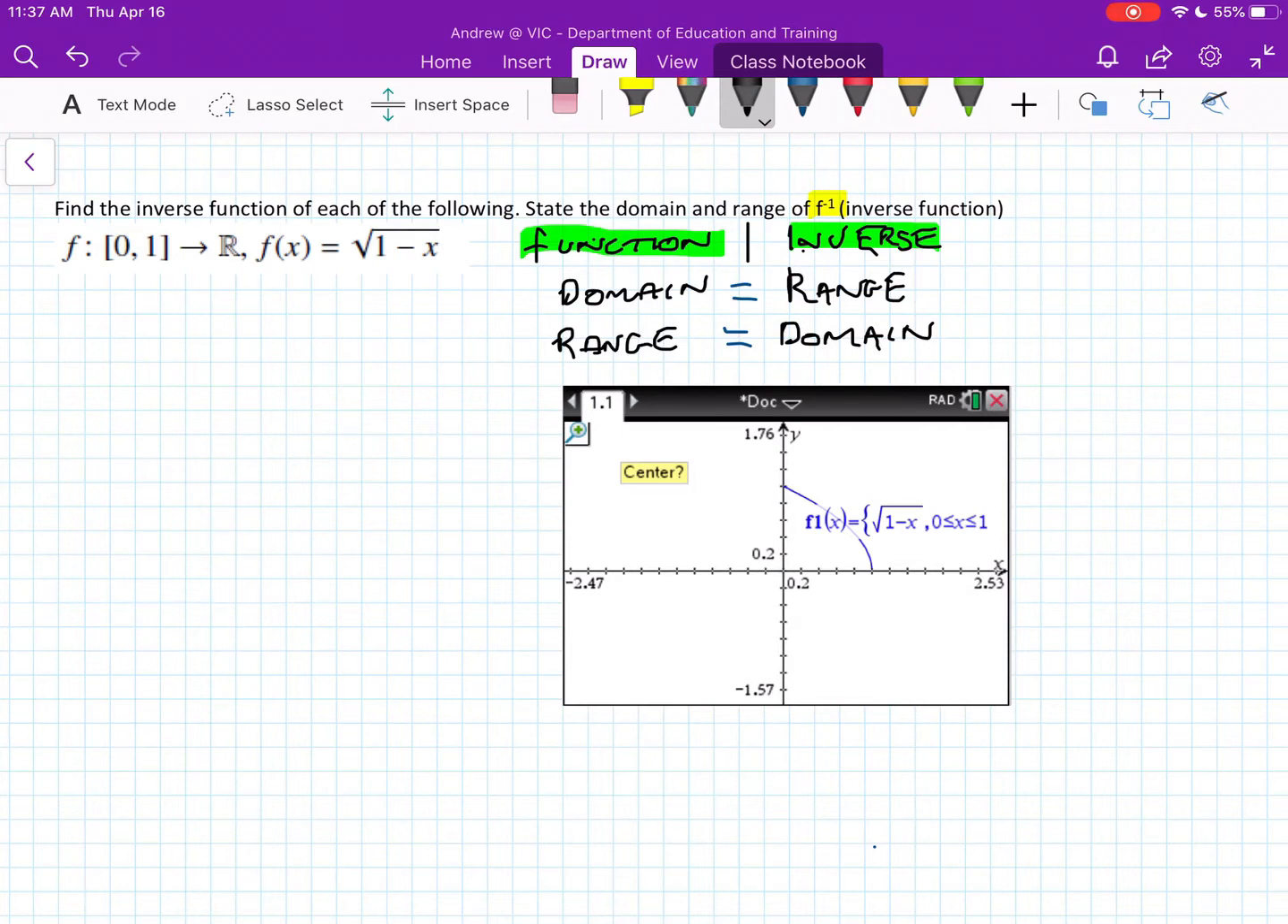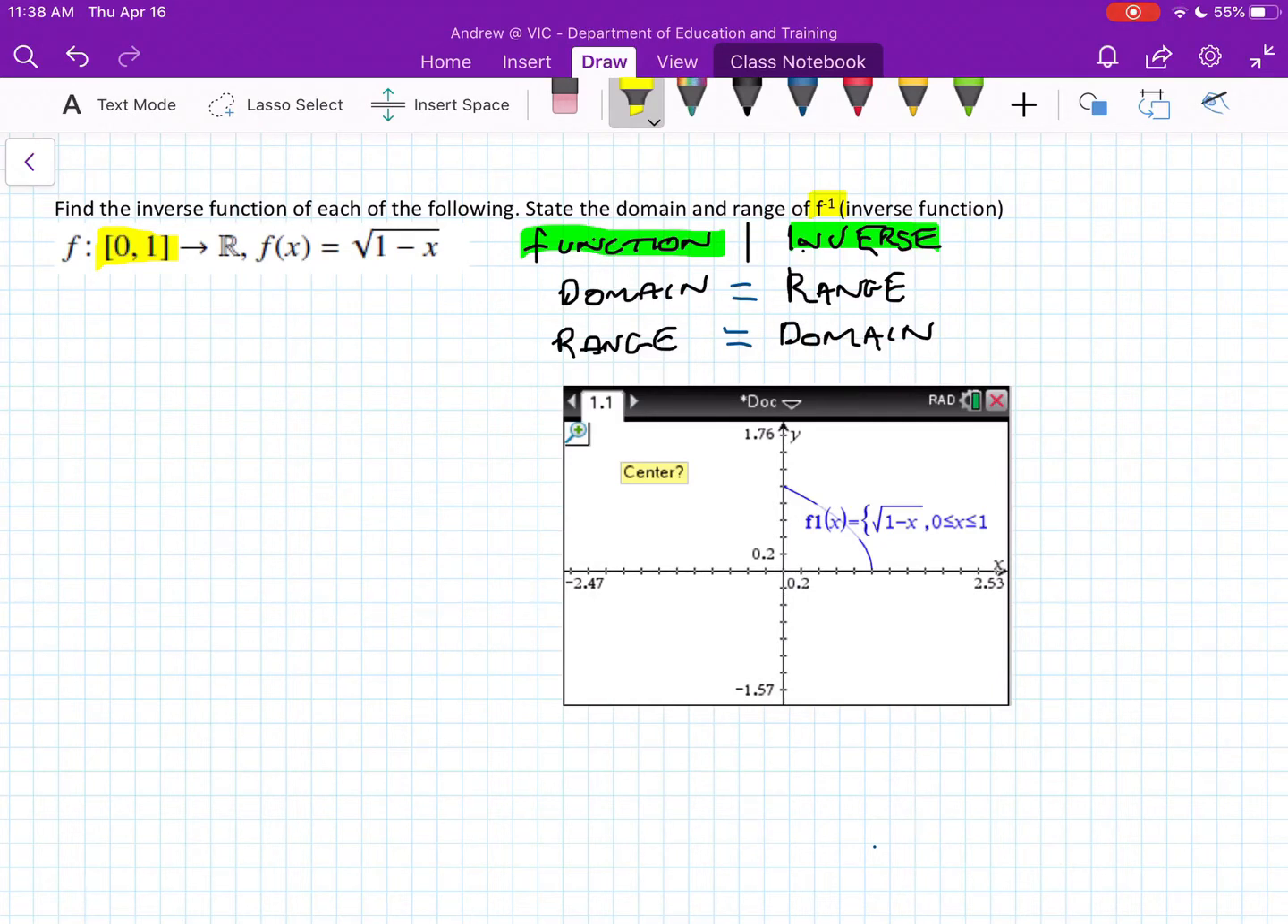So our function goes from 0 to 1, only those points, and it's all the real numbers there, so it's a solid line. The function we're looking at is the square root of 1 minus x. You'll see I've already put up on CAS how you can do this. Make sure you look over restricting domains, so you can see where this function starts and stops.